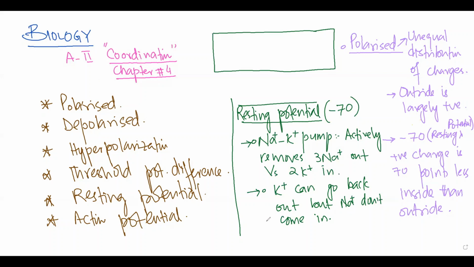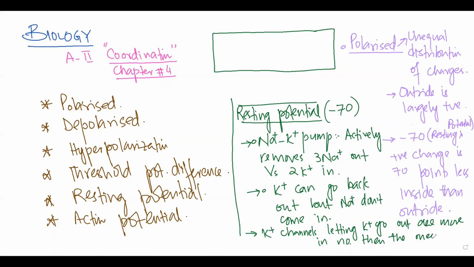The third point, which makes the outside more positive, is that potassium ions travel through channels. Ions always go through channel proteins, no? So the potassium channels which carry potassium ions out, letting K plus go out, are more in number than the ones letting potassium in. Do you understand my language? There are more potassium channels which let potassium ions go out as compared to the ones which let potassium ions come in. So this also means the outside is made more positive or less positive? I think this confuses you.